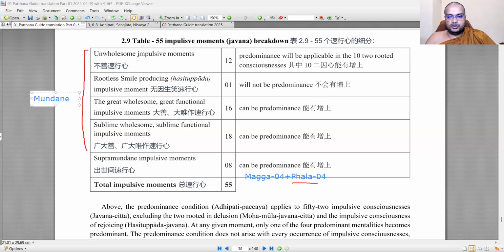But if you look at this carefully, you will not find any mundane resultant consciousness. This one is a resultant consciousness. But in the case of the mundane consciousness, there is no resultant consciousness. So we have to know what the reason is. We have to find the reason for that.